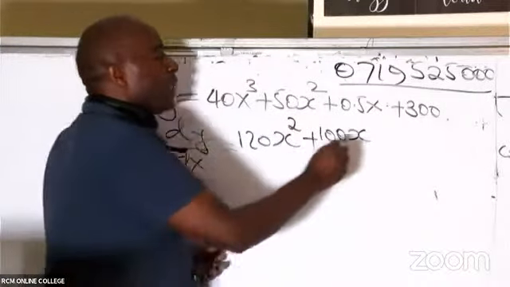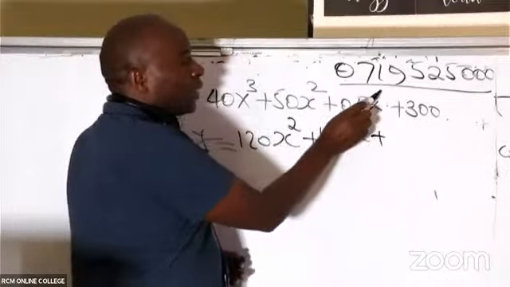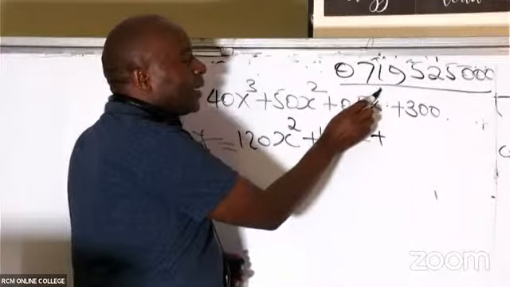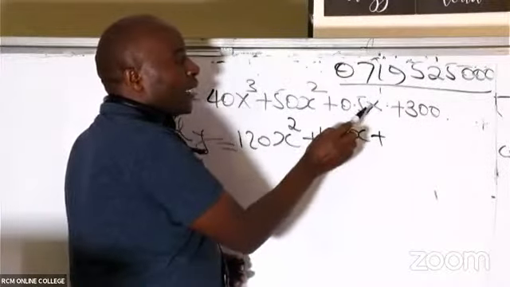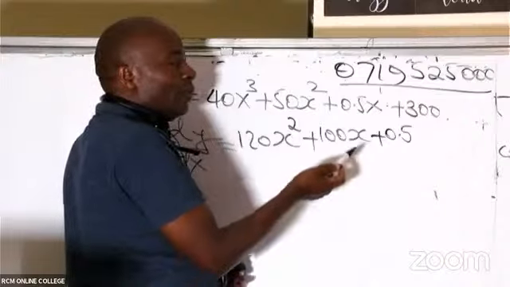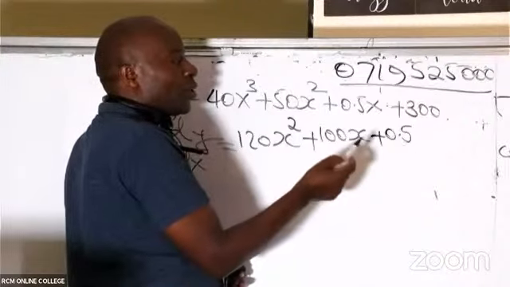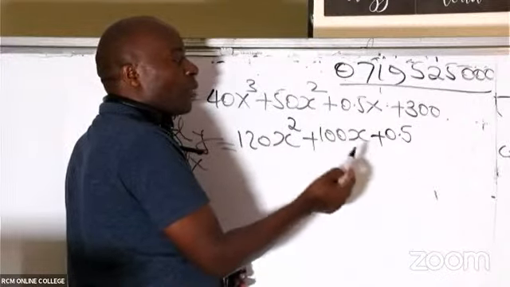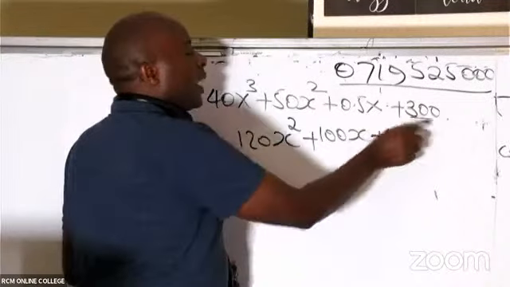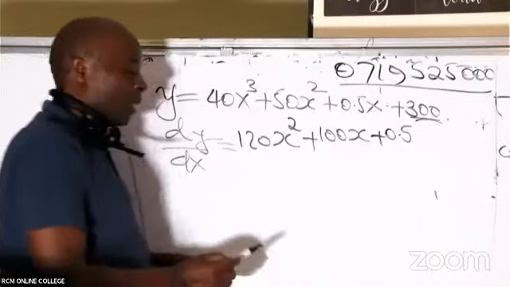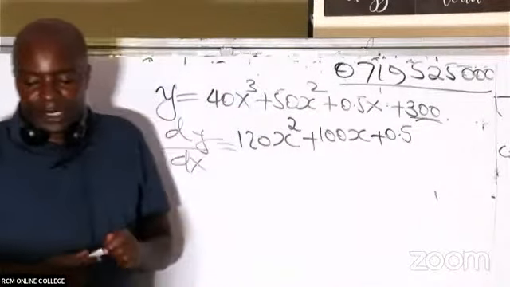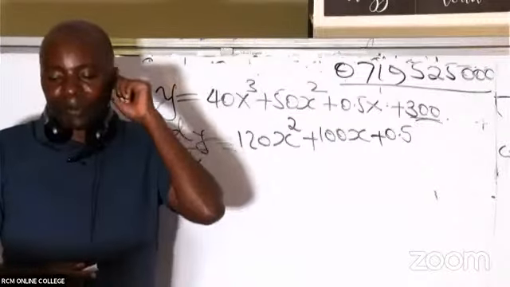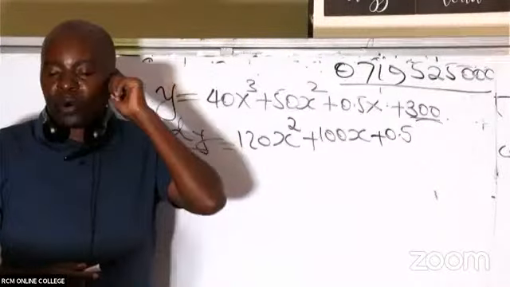From there we have plus. Remember, this one has a silent power 1. When we bring this down, we get 0.5, x raised to power 0. I don't have to write x raised to power 0, because x raised to 0 is 1. So 0.5 times 1 leaves me with 0.5. And then this 300 is a constant which disappears upon differentiation.